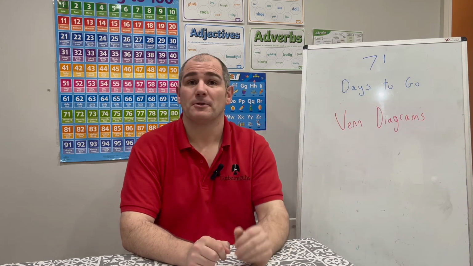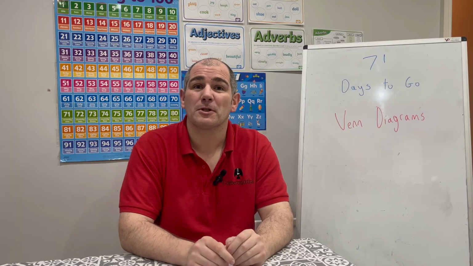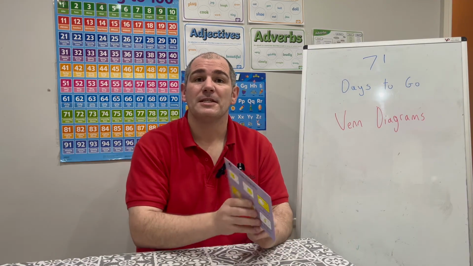There's 71 days to go until your GCSE Maths exams, and today we're going to be focusing on the topic of Venn diagrams. If you got the GCSE Higher Revision cards, card number 87 is the Corbettmaths revision card on Venn diagrams, so it might be really useful for you. Remember, you've got the video, the questions and the answers to use there as well.